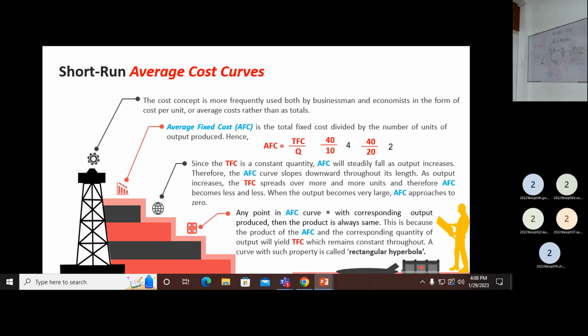And here you could see, let's assume the total fixed cost is 40 rupees, and the output is 20. Therefore, here the average fixed cost is 4, and here it's 2. Now, what could be the behavior of your average fixed cost? Is it increasing, decreasing? Decreasing. Correct. Why?